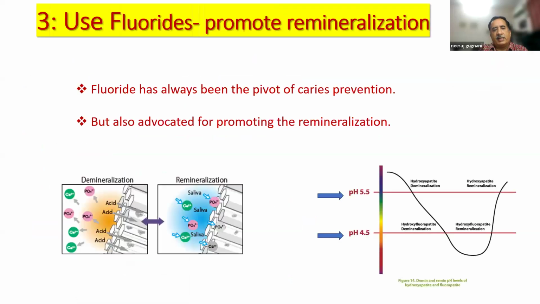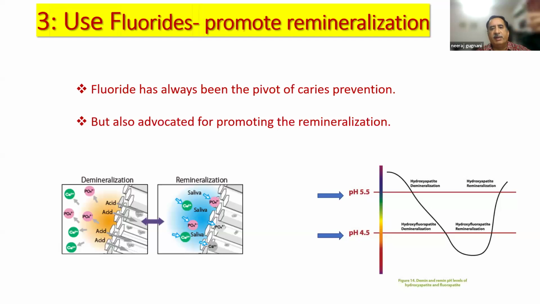The third is the use of fluorides. As I told you, no doubt fluoride is the pivot of caries prevention, but the same can also be used to promote the remineralization. So, as we are not talking of prevention now, we are talking of management of early carious lesions. So, in the non-invasive care, fluoride makes one of the prime pivotal roles, because it also promotes the remineralization. So, we know that fluoride at home, with the help of dentifrices, is mainly for prevention. No doubt it will also help in the remineralization.